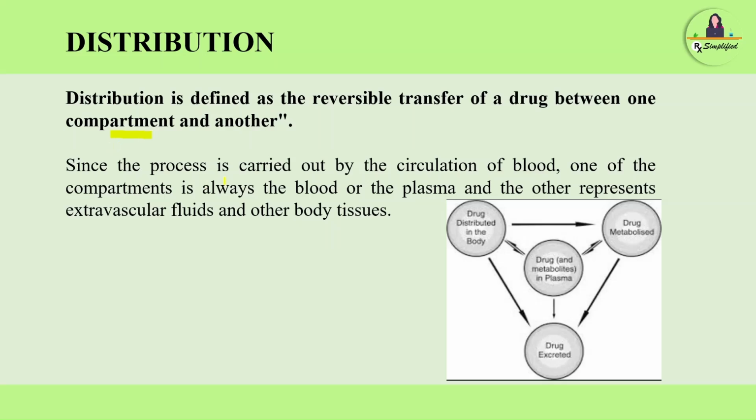Since the process is carried out by the circulation of blood, one of the compartments is always the blood or the plasma, and the other represents extravascular fluids and other body tissues. So it means the first compartment is blood or plasma, and the second compartment is the extravascular fluids or any other body tissues. In this picture we show that the drug is distributed in the body, it is the first step.